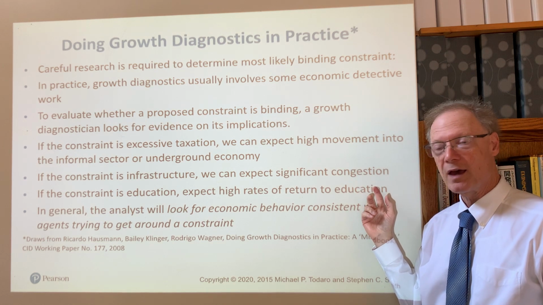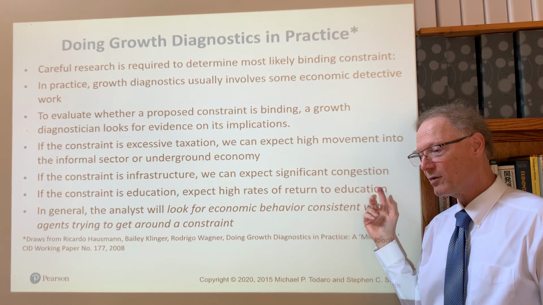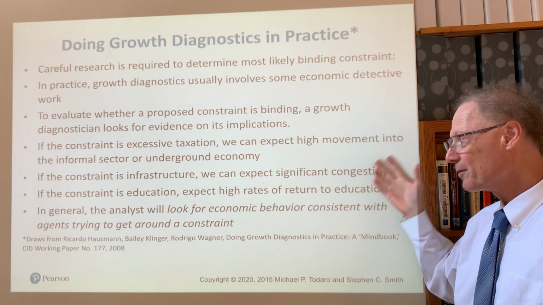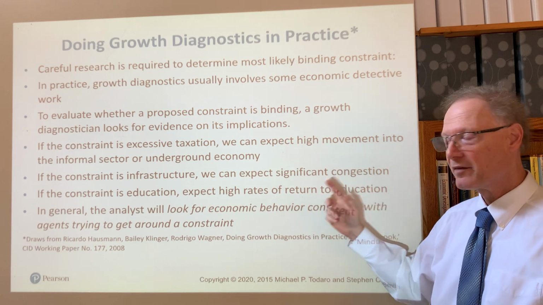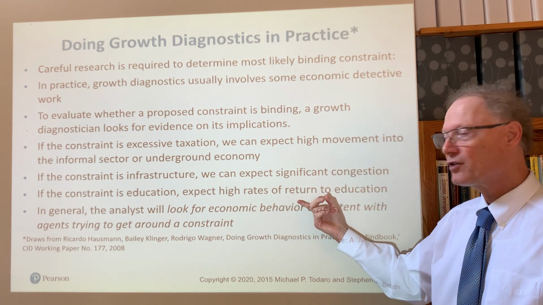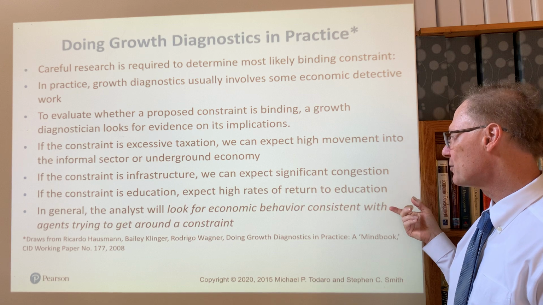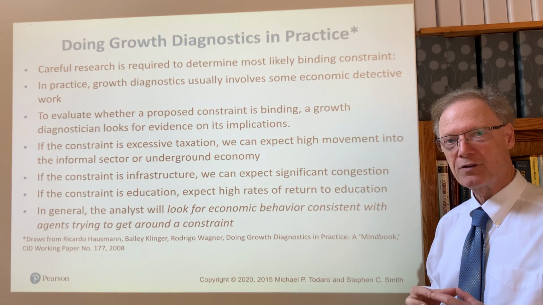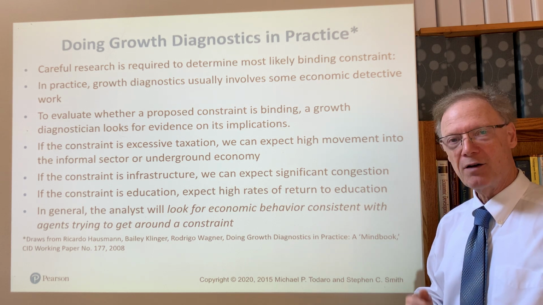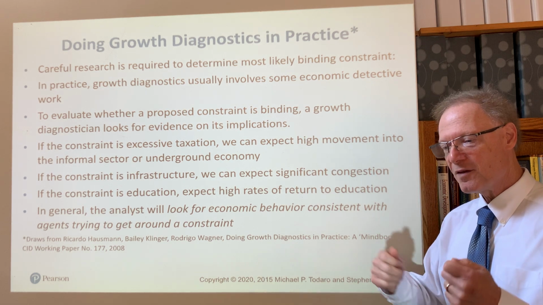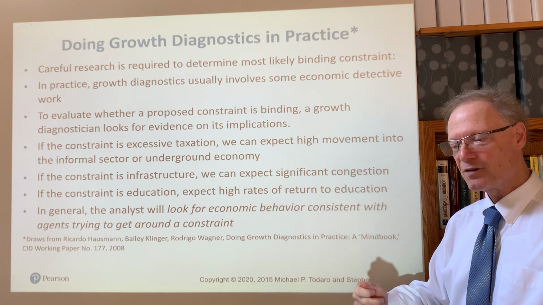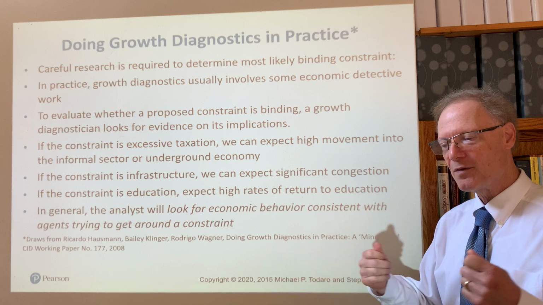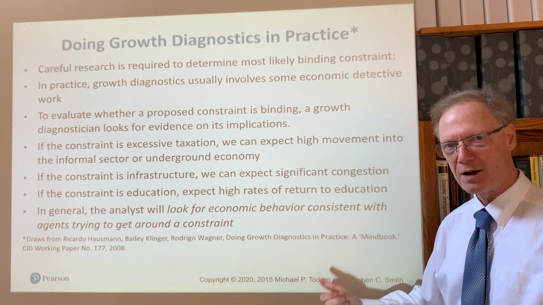It's difficult to make the case that the roads are the constraint if the roads are not highly congested. That's kind of an obvious example, but nonetheless. If the constraint is education, you can expect high rates of return to education. It's difficult to make the case that the binding constraint for our country is a failure of getting kids into high school if the extra wages that students earn having gone to high school is not very much higher than the wages earned by those who have not gone to school.